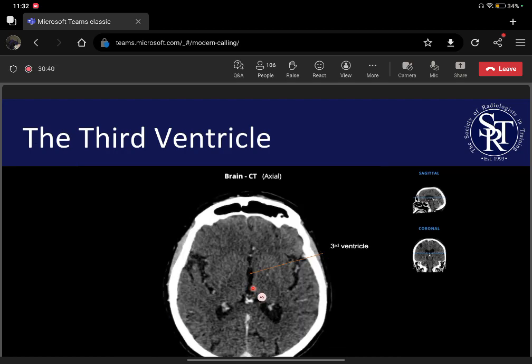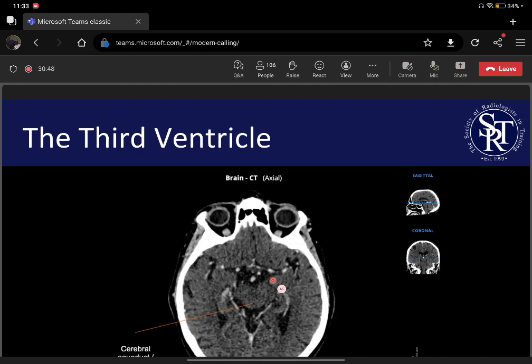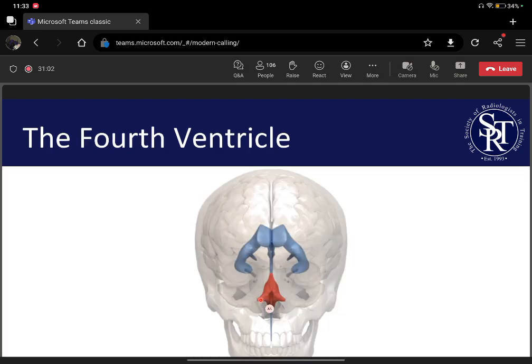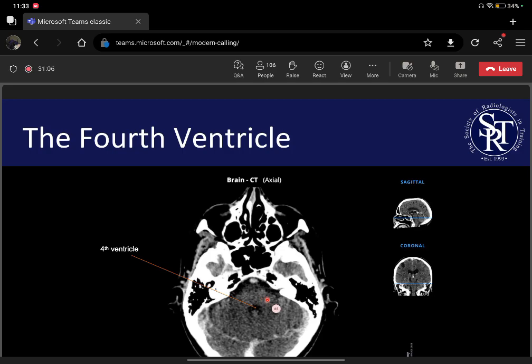But as we go lower down again, we can see the third ventricle here as a whole, and it's flanked either side by our two thalami. And as we go lower down again, we can now see this small dot of CSF. This is our cerebral aqueduct, or aqueduct of Sylvius. It sits in our midbrain and connects our third ventricle to our fourth ventricle, which is just here between our pons and our cerebellum.